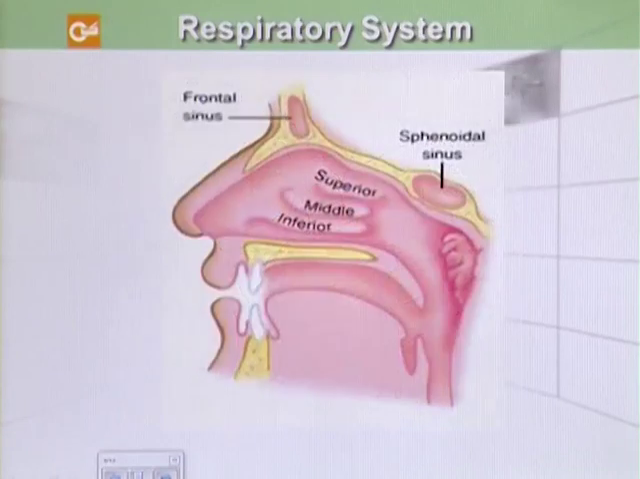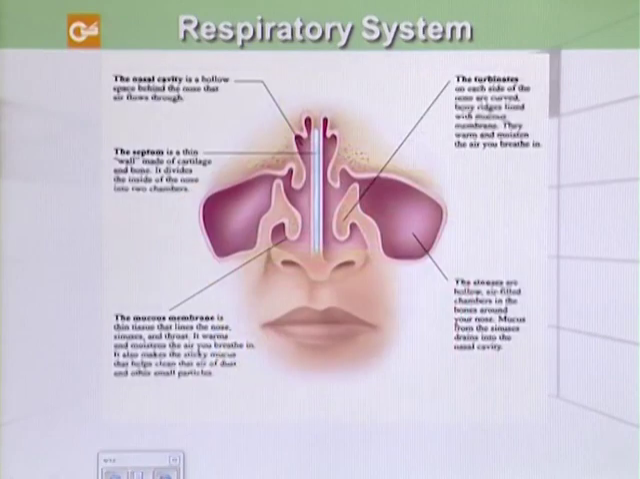So air enters the nasal cavity through the nostrils, and it has three air passageways, as we can see: superior, middle, and inferior. The nasal cavity is actually a hollow space behind the nose through which the air flows. It also consists of a mucous membrane, a thin tissue that lines the nose, and it warms and moistens the air you breathe in. It also makes the sticky mucus that helps clean that air of dust and other small particles.